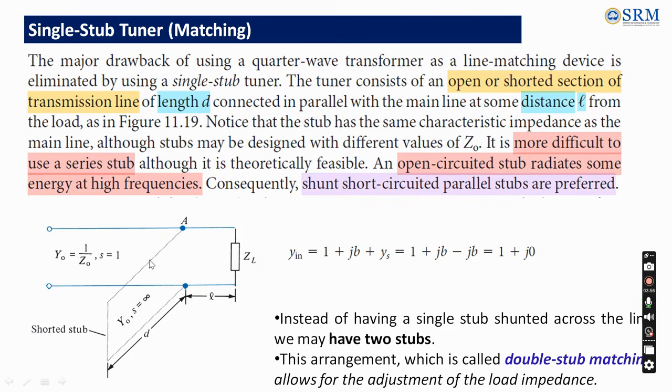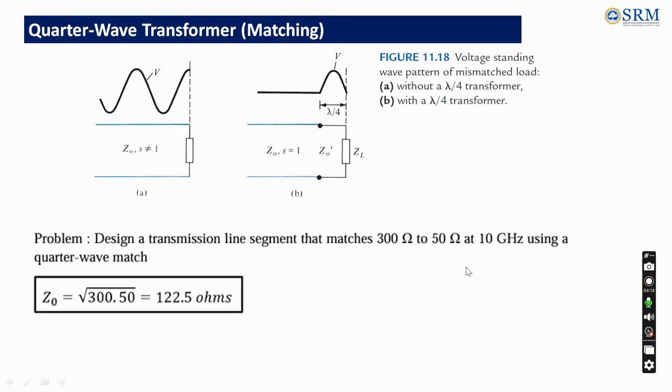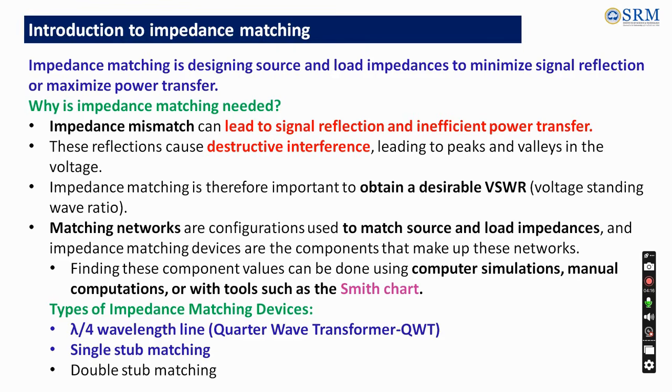Matching is happening. So instead of a single stub connected, if you use two such stubs at different lengths from the load, that arrangement is called double stub matching. That is also used for adjustment of load impedance. I hope you understood why we started impedance matching, what are the various ways in which impedance matching devices can be designed, and why there is a transition from the quarter wavelength transformer technique to the single stub matching and the double stub. We will meet in the upcoming session.